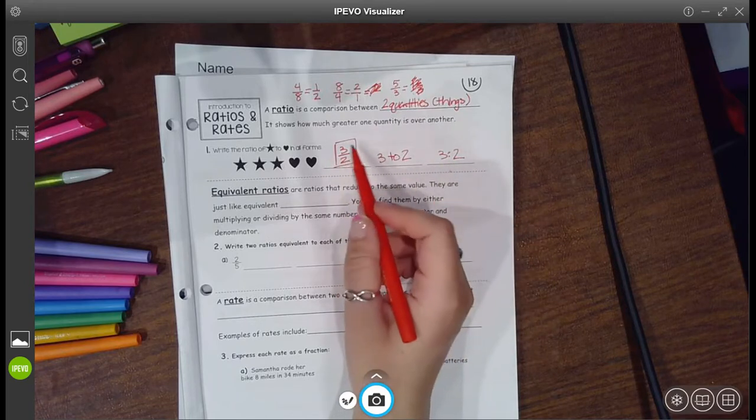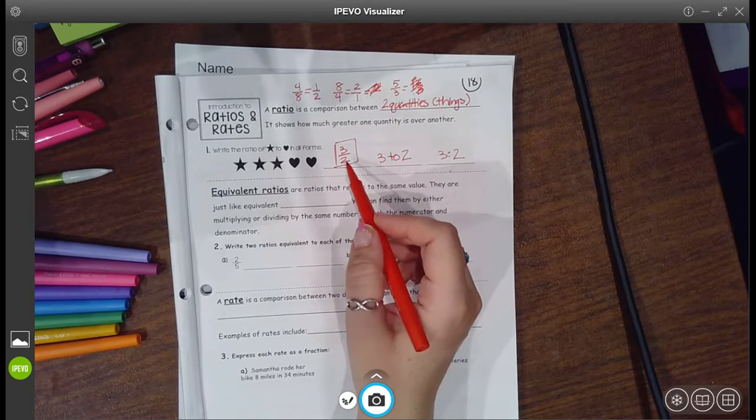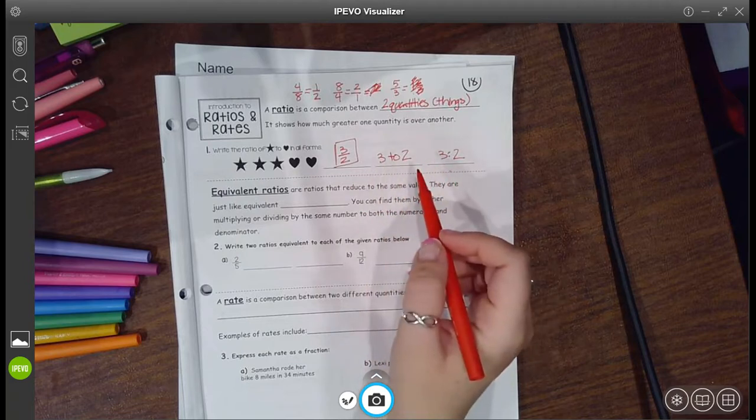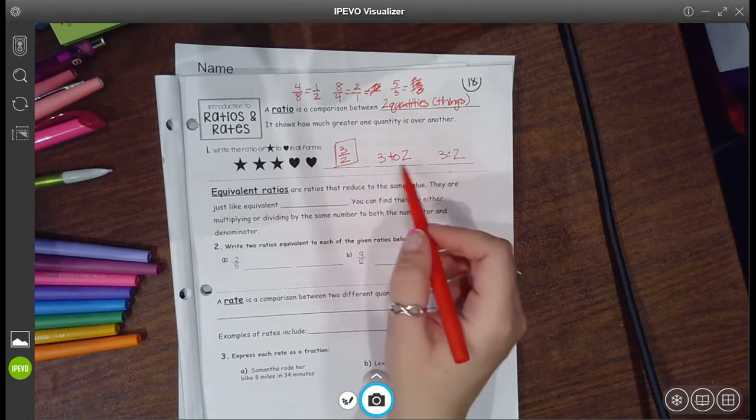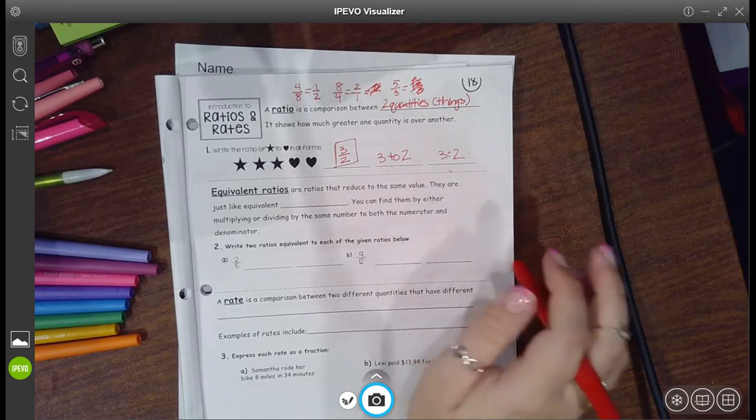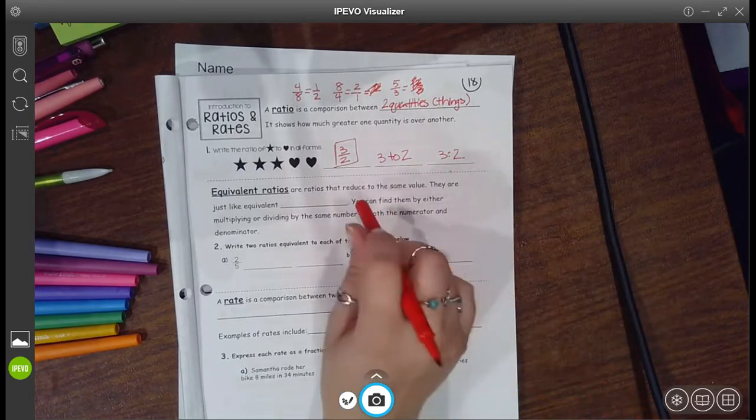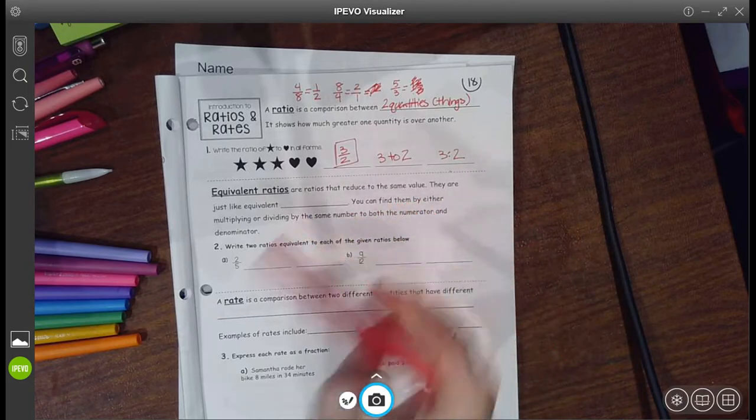This is most common because we can reduce this easily and use this to help us find missing pieces. But if we're typing it out, like in a word problem or something, they might see this. And I want you to know that these two things are saying the same thing as this. We're comparing 3 to 2.